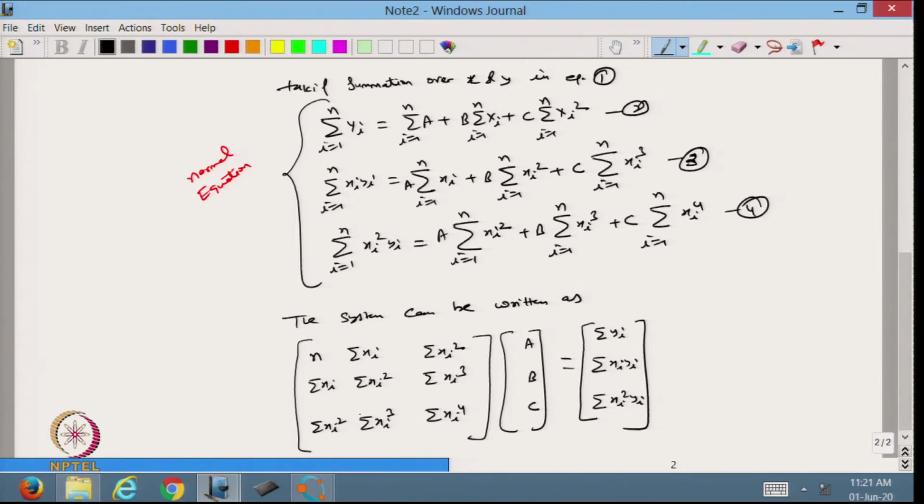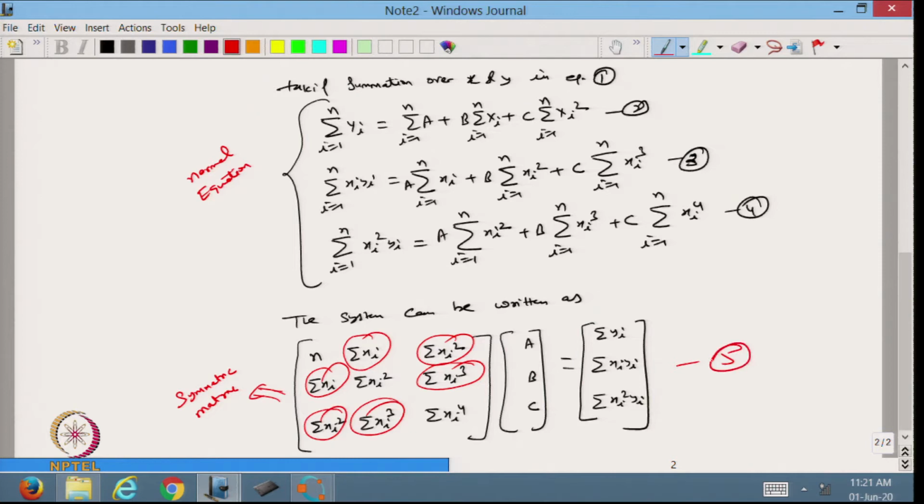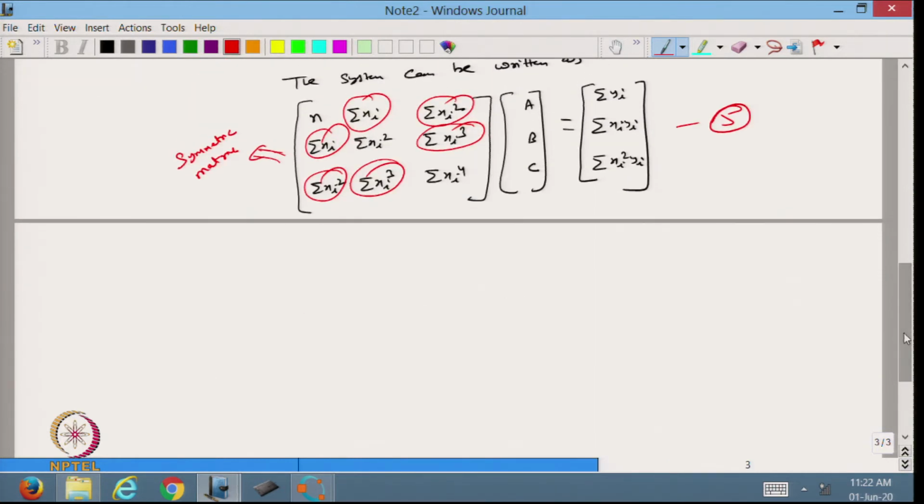From here you can see that this entry is equal to this, and this is the same as this one. So I can say that this matrix is a symmetric matrix. Based on this, I can use iterative methods or other methods to solve this system, which I call equation 5. Now I can find the values of A, B, C, and then we are able to find the parabola. So, let us take one example.